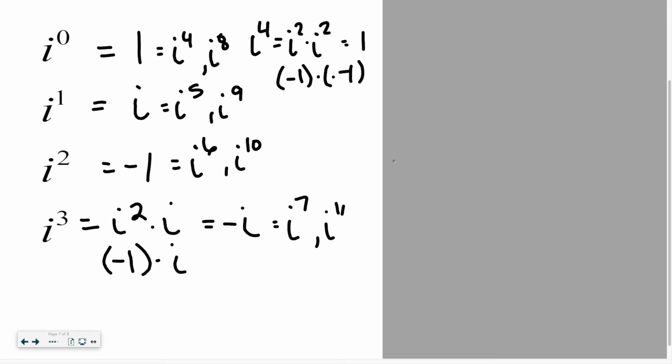What's that, Austin? They're all multiples of 4, yes. If you're a multiple of 4 and I divide you by 4, what is your remainder? 4 divided by 4, 8 divided by 4, 12 divided by 4, remainder 0. Where do you see 0? In the exponent. Okay.